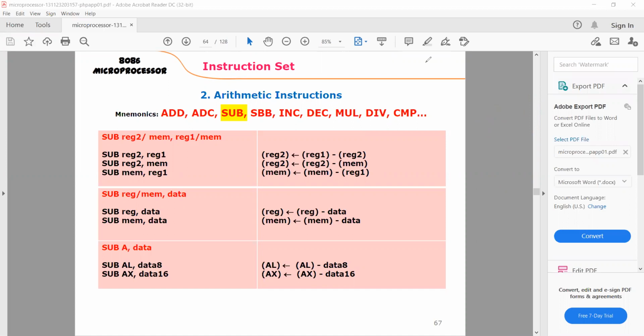Now keep that in mind. When you are talking about subtraction inside the microprocessor, you have to keep in mind that 2's complement subtraction will be conducted.